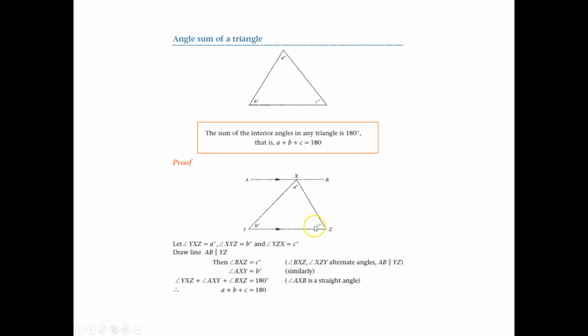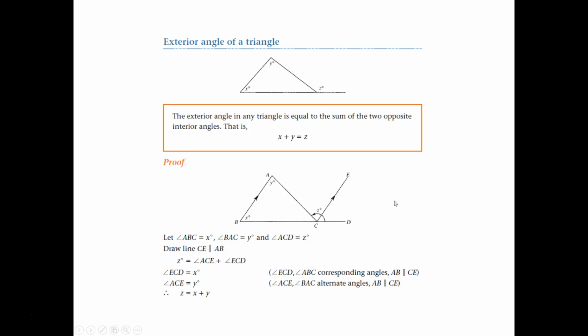Angle C equals that angle over there, which is the same size as C. So if that's B, and that's C, and that's A, A plus B plus C equals 180 degrees. Okay, so that's just the basic proof for parallel lines.